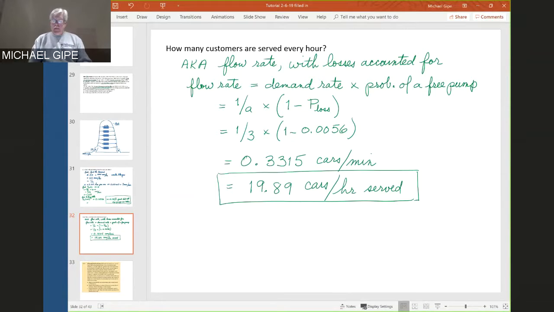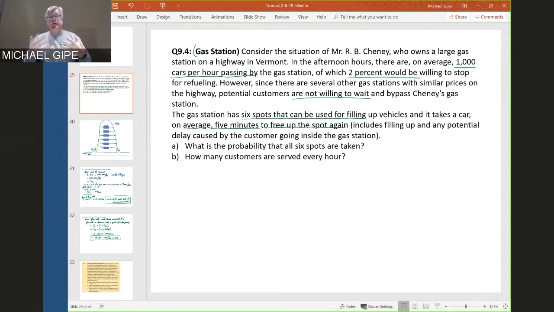Pretty straightforward. Again, the only real challenge here, once you know how to use the Erlang table and figure out what the loss is and what the parameters are, is making sure you got the right numbers for each of the parameters. So the arrival rate, or the demand rate, is only 2% of the 1,000 cars driving by. So you've got to multiply 1,000 by 0.02. 1 over that gives you A, the inter-arrival time. Any questions?